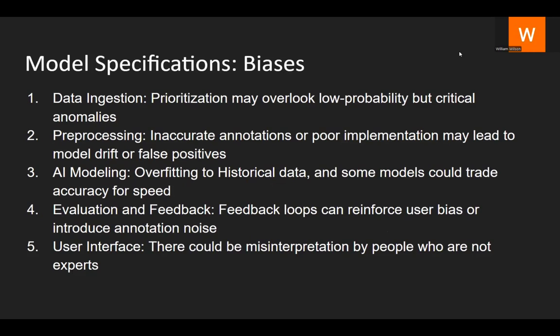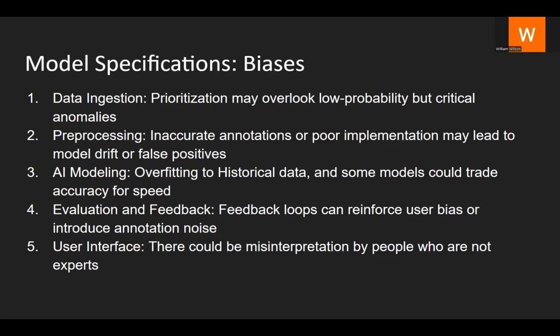For the potential biases in the model, for data ingestion, we may overlook low probability but critical anomalies. For pre-processing, poor implementation could lead to model drift or potentially false positives. For AI modeling, we could overfit because the data is too old, using historical data. Some of the models could also trade accuracy for speed. For evaluation and feedback, feedback loops can reinforce users' bias and introduce annotation noise. And for the user interface, there could be misinterpretation by people who are not experts on the actual machine learning model.